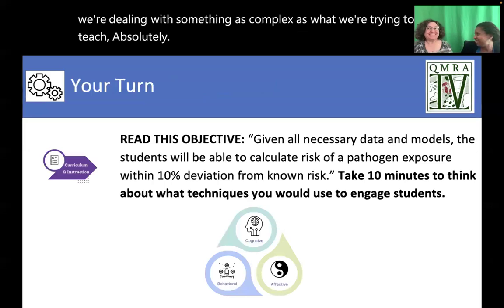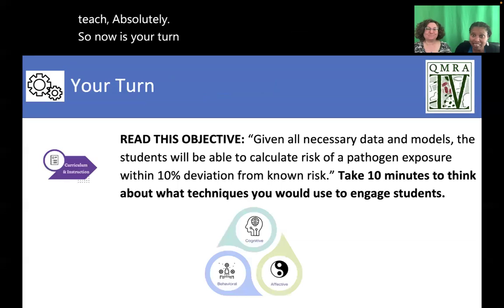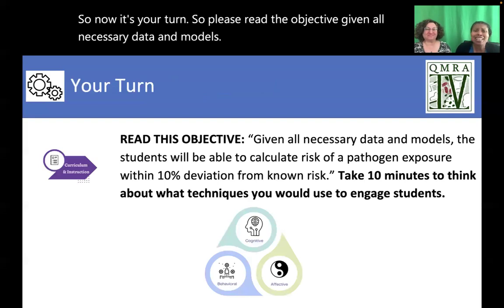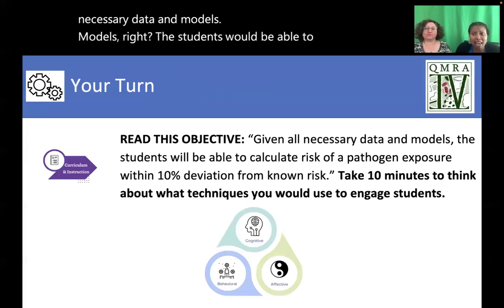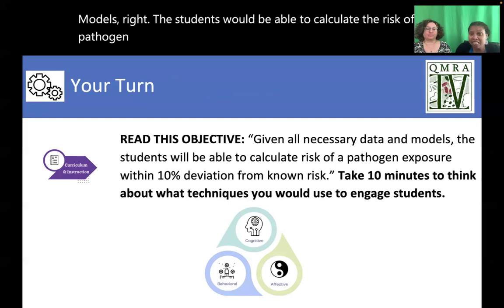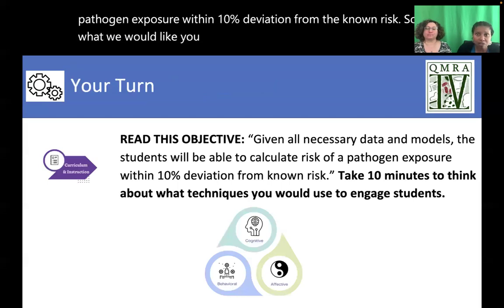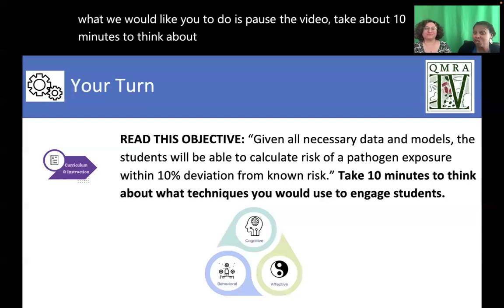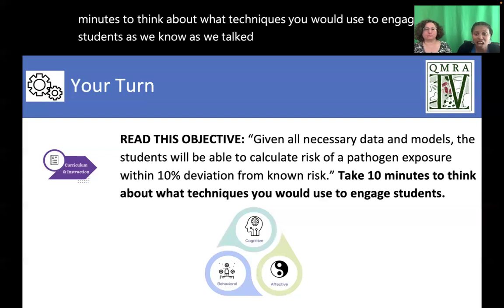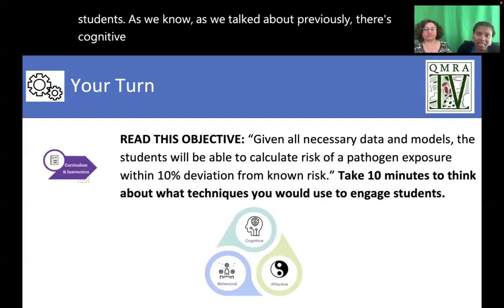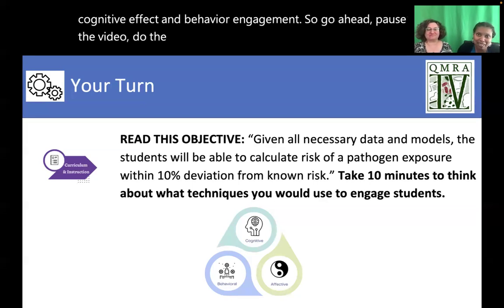So now it's your turn. Please read the objective. Given all necessary data and models, the students will be able to calculate the risk of pathogen exposure within 10% deviation from the known risk. What we would like you to do is pause the video, take about 10 minutes to think about what techniques you would use to engage students. As we talked about previously, there's cognitive, affective, and behavioral engagement. So go ahead, pause the video, do the task, and then come right back.